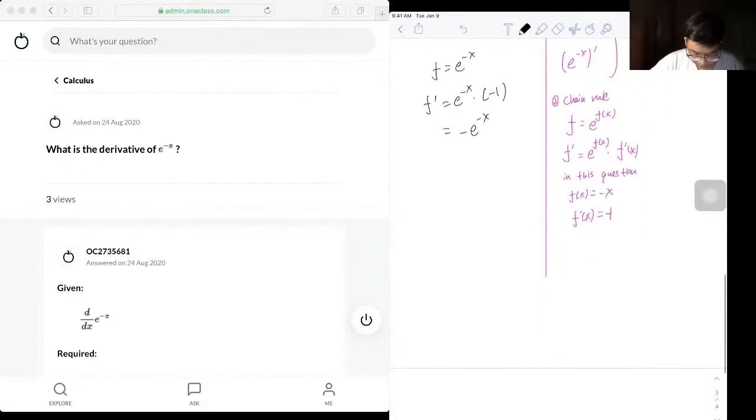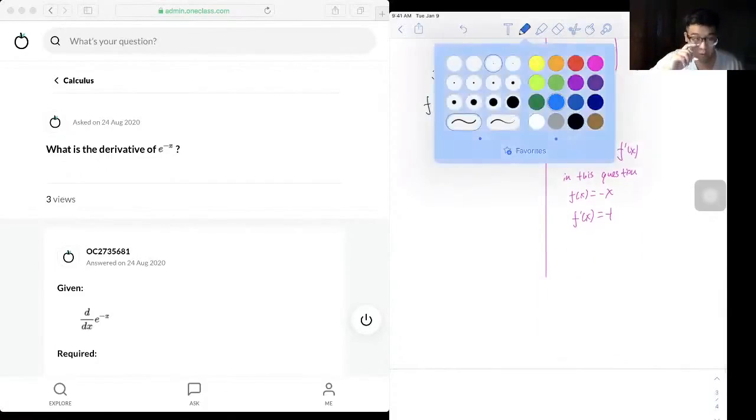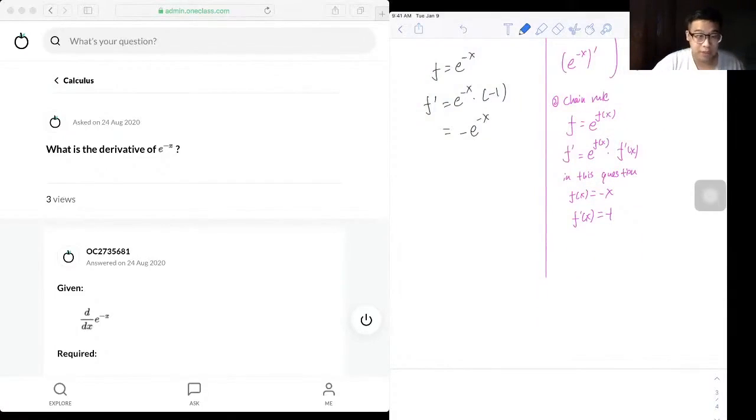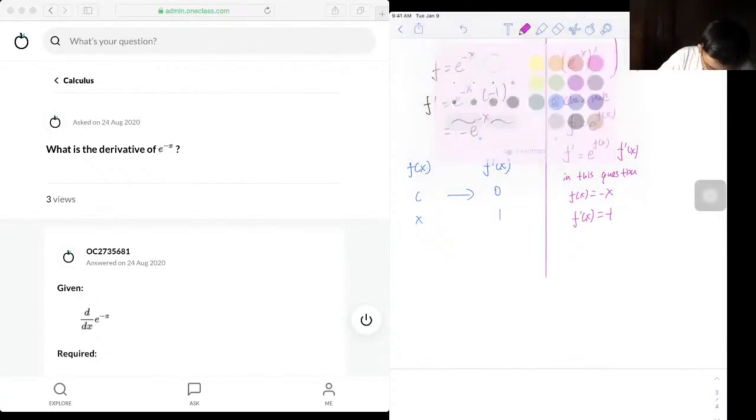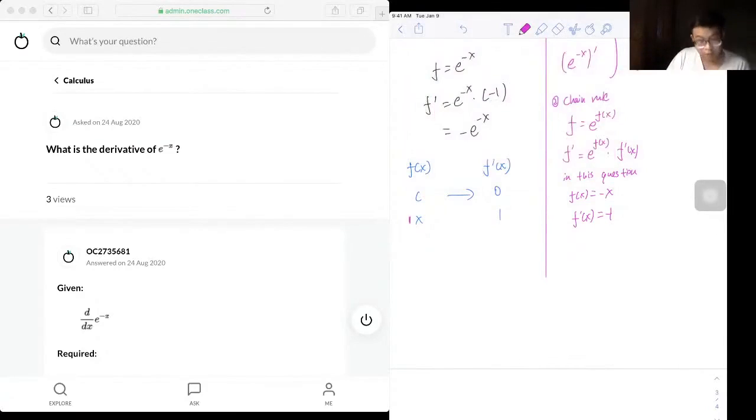And I'll just share a little bit more about some common functions with their derivatives. So if we have, let's say this f(x), and that's the derivative. For any constant, the derivative of it will be 0. And if we have x, just a single x, as our function, the derivative will be 1. Because we can consider there's an invisible 1 in front of x.